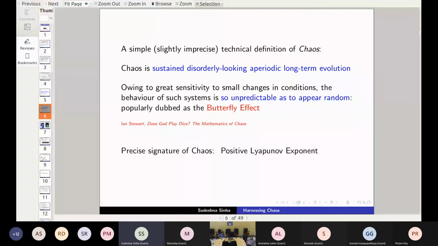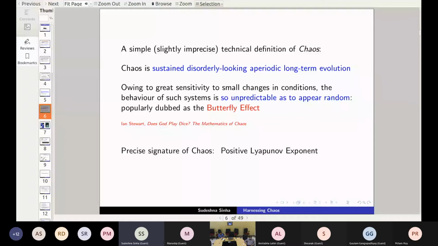Okay? And owing to great sensitivity to small changes in initial conditions, this behavior is so unpredictable that it often appears random. So that is the contradiction, that it is a perfectly deterministic system which appears, if you didn't know better, to be random. And it's sometimes popularly dubbed the butterfly effect. It was popularized by Ian Stewart in Does God Play Dice? The Mathematics of Chaos. So it helped people visualize small changes bringing about drastic effects by saying if a butterfly flaps its wings in Brazil, a tornado pops up in Texas. So it's just a slightly overstated way of saying that extreme sensitivity to initial conditions changes the outcome very drastically, very soon.